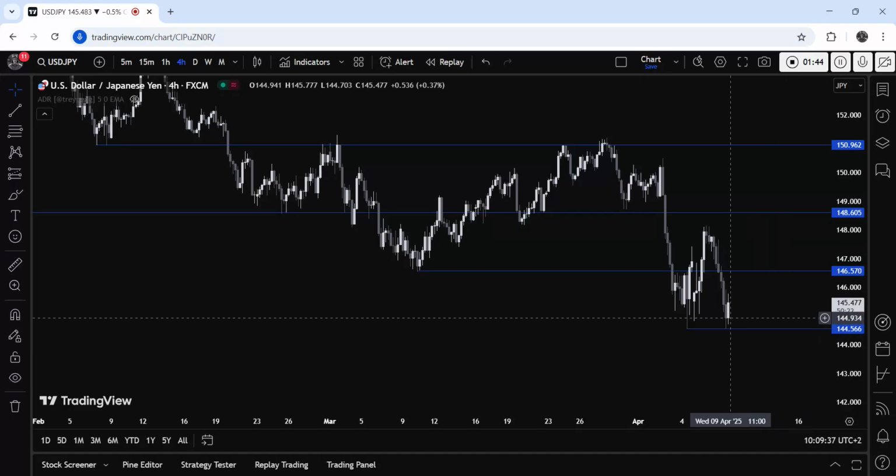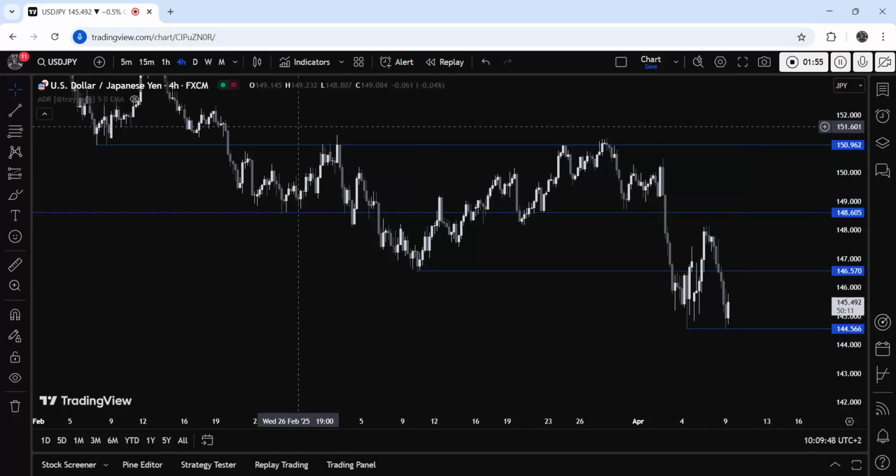The buyers are likely stepping in here with a defined risk below the low to target a rally back into the 148.60 level. The sellers, on the other hand, will want to see the price breaking lower to increase the bearish bets into the lows.